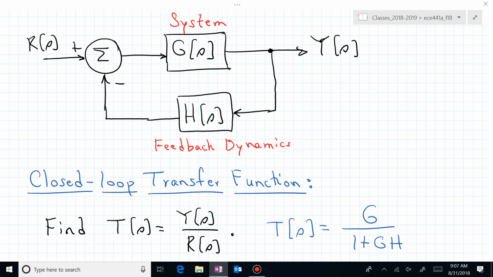That should be second nature early on in this semester. If you see this block diagram, you now know the transfer function between the reference input R and the output Y is G over 1 plus GH. And one way to start doing this is to work with the signals coming out of summing junctions.